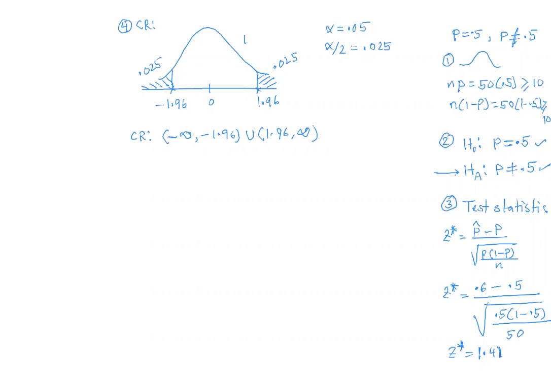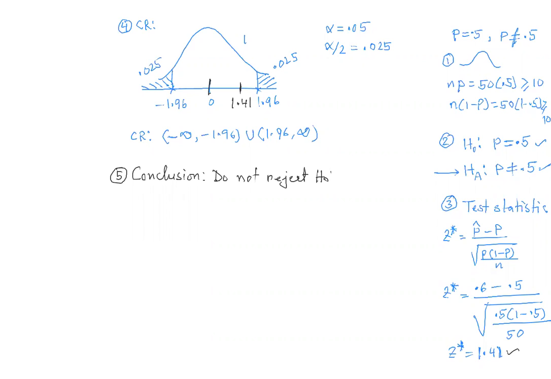Now let's go ahead and look at the conclusion, step number 5, which is the conclusion. Look, 1.41 positive, which is, of course, 0 is right here. 1.41 is probably somewhere here. This obviously does not fall in the critical region. So if it does not fall in the critical region, you do not reject the null hypothesis.